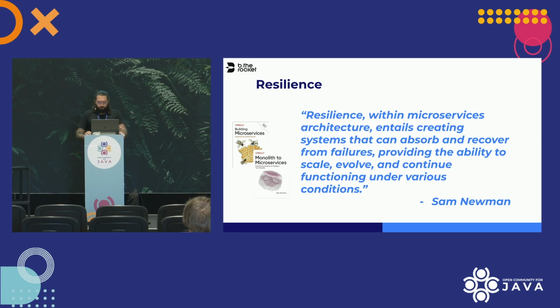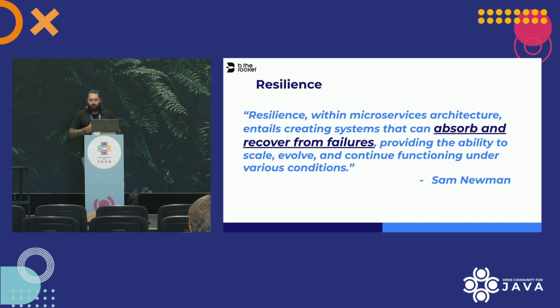They are really insightful. They really helped me understand more about these kinds of architectures. In these books, Sam Newman says that resilience in microservice architecture intends creating systems that can absorb and recover from failures, providing the ability to scale, evolve, and continue functioning under various conditions. This is huge. There are a lot of things related to this phrase that we can use in our day-to-day work. So let's look at what that truly means.